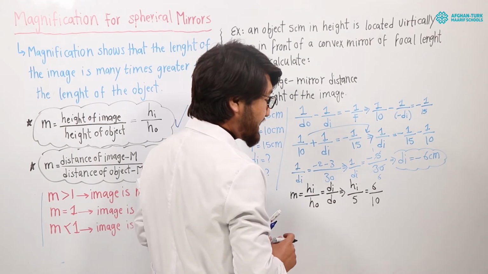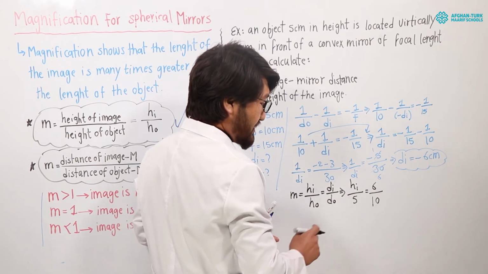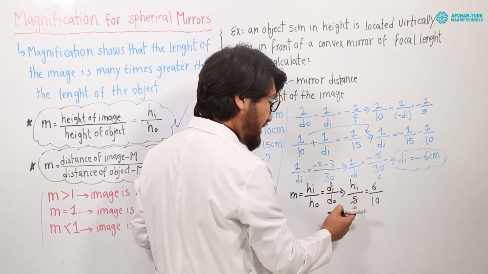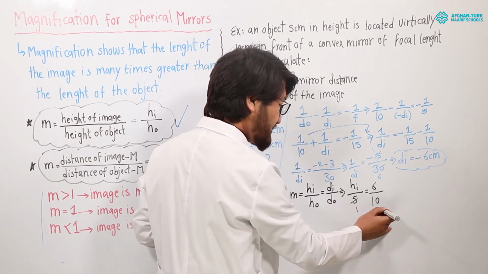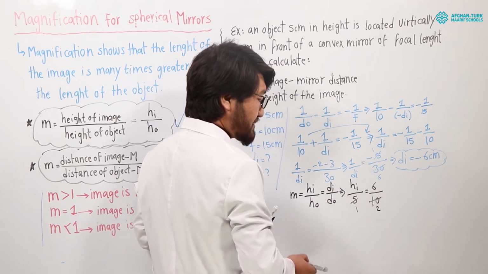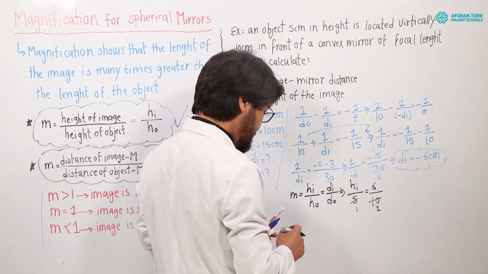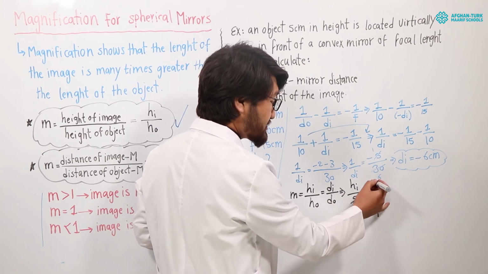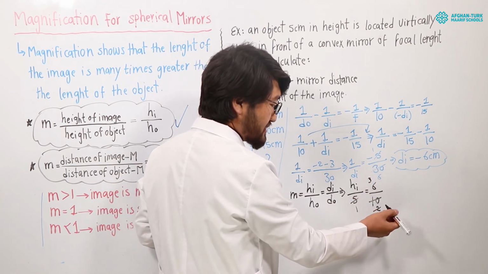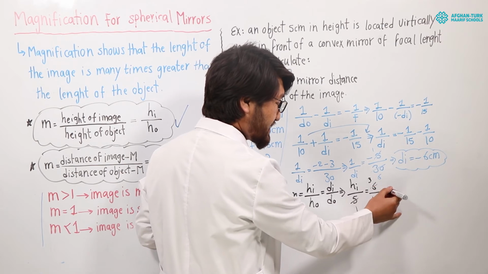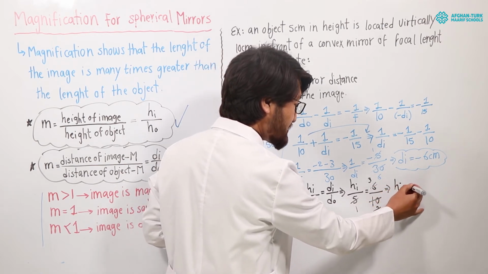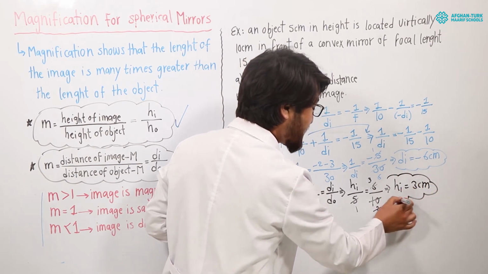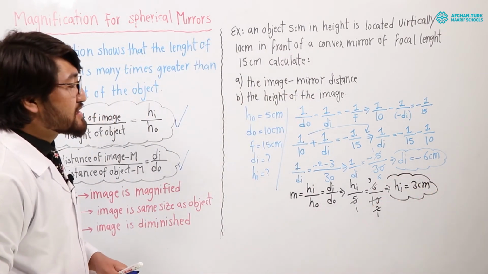Now you know that we can finish. 5 over 10: 5 and 10 divided by 5 give 1 and 2. Then 2 and 30 divided by 2 give 1 and 15. HI is equal to 15 centimeter. It means the height of the image is 15 centimeter.